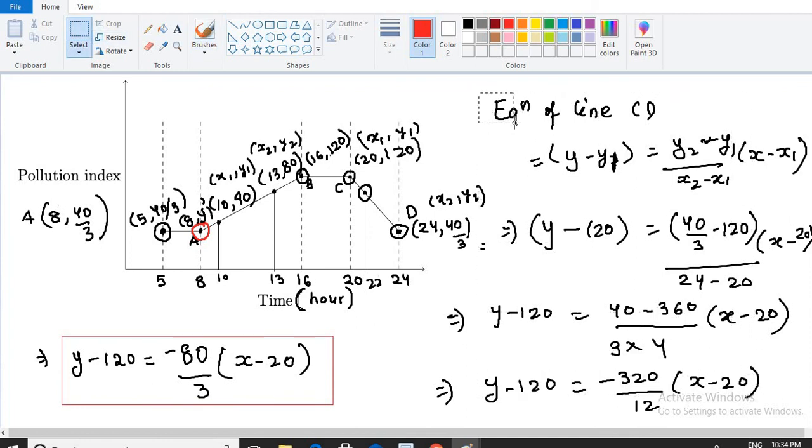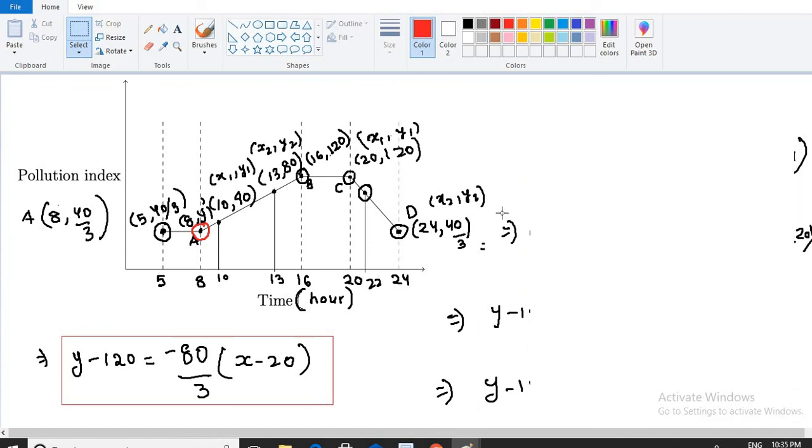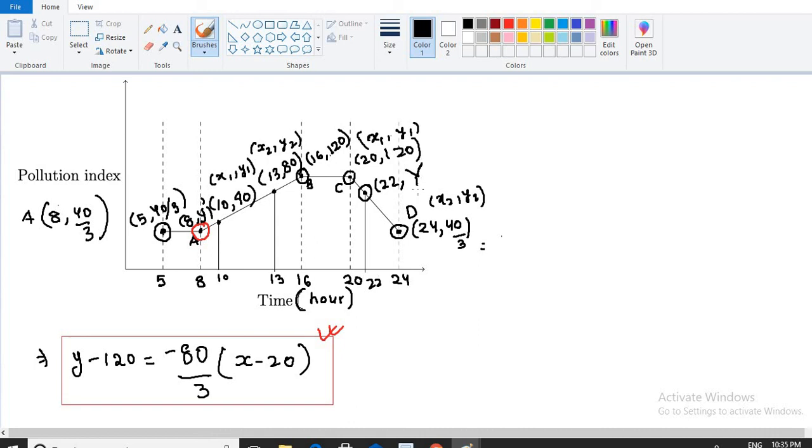Now one thing you will be observing is where this point is lying. This point is lying on line segment CD. So definitely that point will be satisfying the equation of this line. So when you put down the value, this point will be satisfying this equation that we have taken out. So let me mark this point as 22 comma, we don't know the value of y, so let me mark it with capital Y. Put down this value. So capital Y minus 120 is equal to minus 80 by 3.